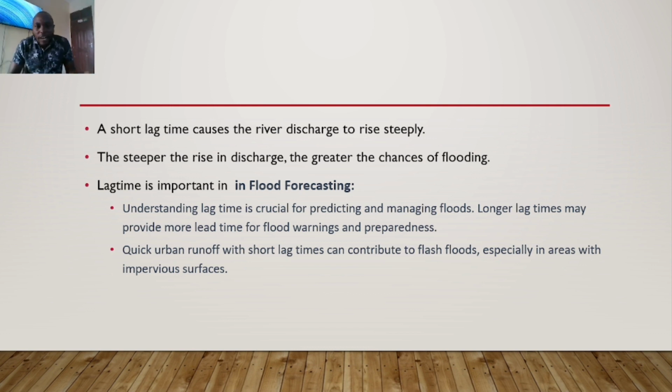Then quick urban runoff with short lag time can contribute to flash floods. When the lag time is short, you know what that means? It will cause the water to rise. The river discharge will rise steeply, and that will actually cause flash floods, especially in areas with impervious surfaces. Impervious surfaces are impermeable surfaces that cannot allow water to infiltrate, or surfaces that cannot allow water to sink into them.